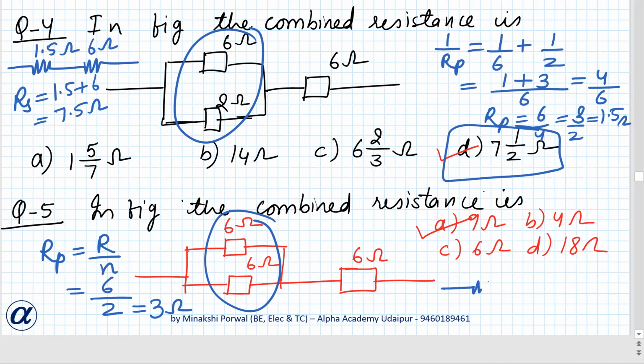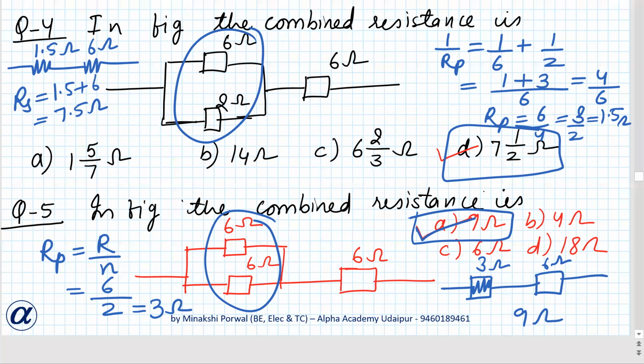Now 3 ohm resistance is in series with 6 ohm. So 3 plus 6, 9 ohm. Okay. Some students are typing. Hardik is also typing 9 ohm. Okay, good. Yes, it is correct. Hina Limani has also typed option A. Okay, so this 9 ohm is the correct answer. Are these two numericals clear to everybody?